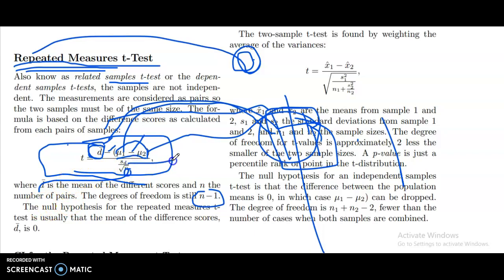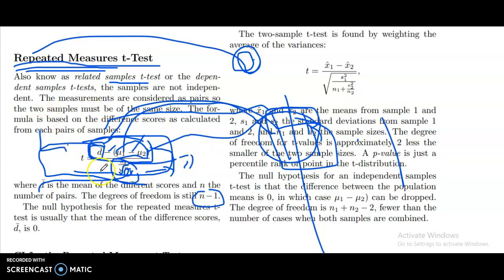This is the standard deviation. The number of pairs is reduced by square root. Then the standard deviation is divided by this value. Keep this value here. We find this value, then divide by this, and the result is the t-test.